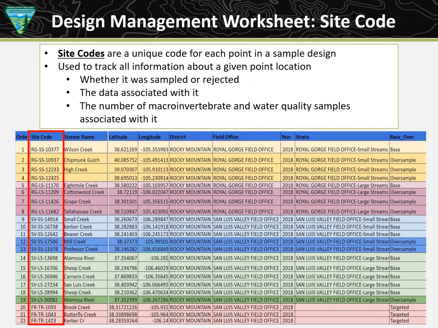A site code is a unique code for each point in a sample design. It is used to track all information about a given point location, including whether that point was sampled or rejected, the data associated with it, and the number of macroinvertebrates and water quality samples associated with it.